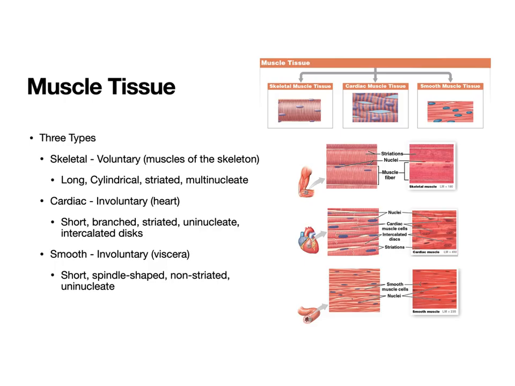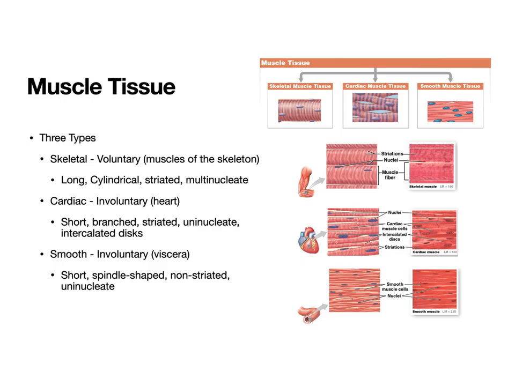The main function of our cardiac muscle is to move blood and maintain our blood pressure. When you look at them under the microscope, they are short, they are branched, they have striations, and they are uninucleated, which means they only have one nucleus, and they have those intercalated discs. Like I said, those intercalated discs are only found in that cardiac muscle tissue.